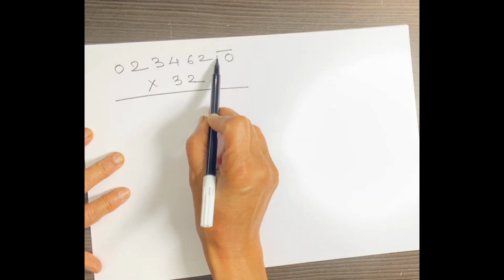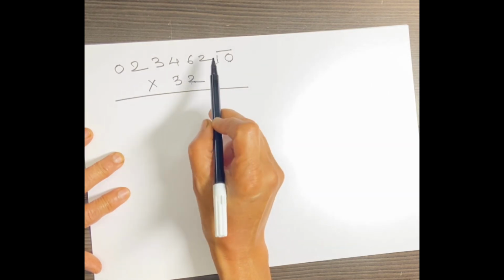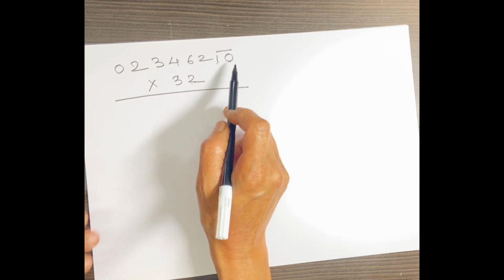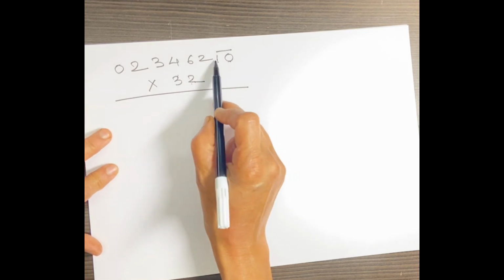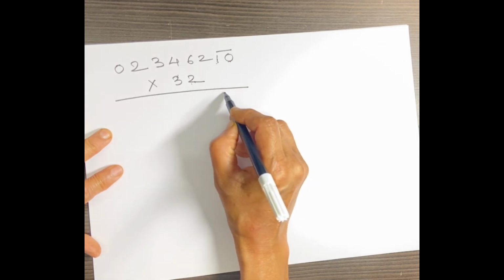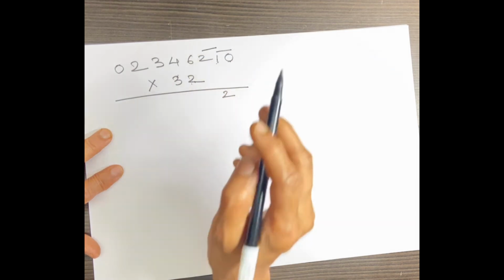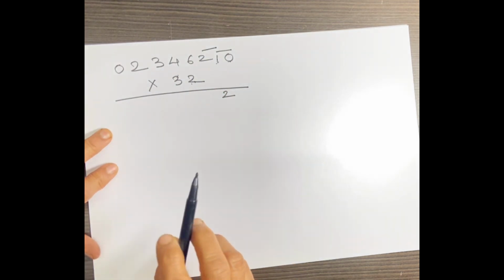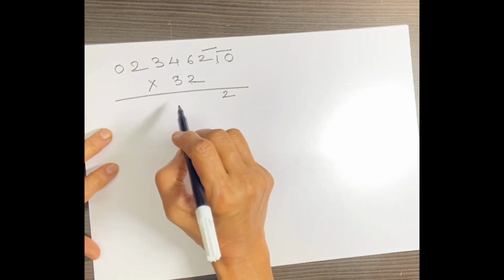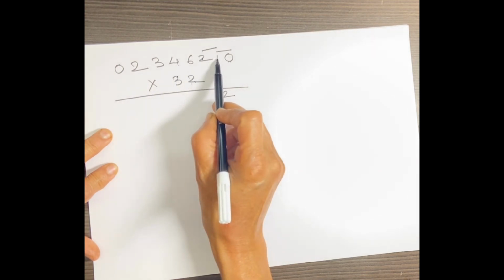2 into 1, 2 ones are 2, and 3 into 0, 0. So 2 plus 1, we are going to add these two multiplications. 2 ones are 2 plus 3 zeros are 0. So 2 plus 0 is 2. Then next pair, we are going to multiply the numbers in pairs but crosswise. 2 twos are 4 plus 3 ones are 3.